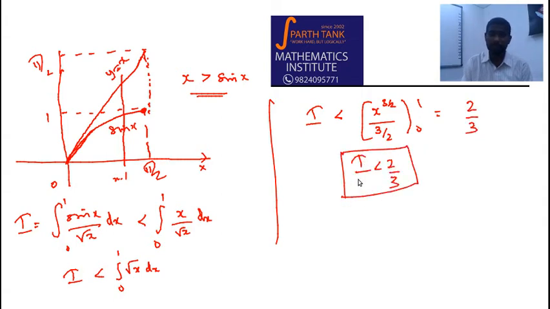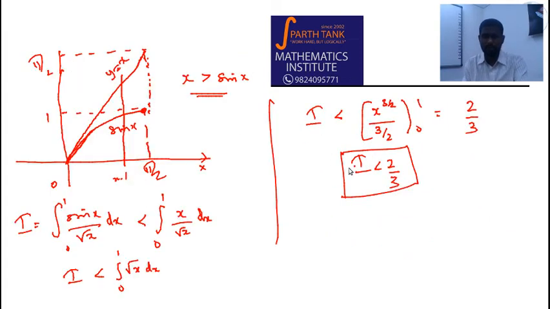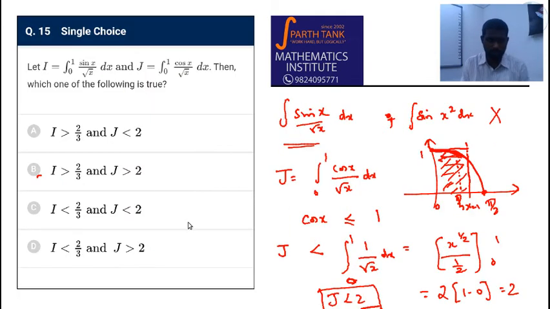See, without evaluating the integrals, using appropriate functions we have got a proper bound. The bound we are using for sin is x itself. The bound we are using for cos is 1. Therefore, you can say I is less than 2 by 3, J is less than 2. Which option? I is less than 2 by 3, J is less than 2, option C. Okay. Simple problem. Guess that these bounds are 1 and x.